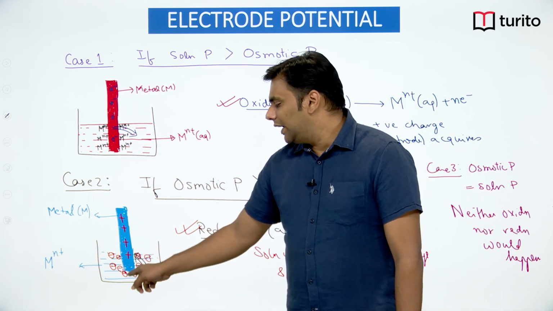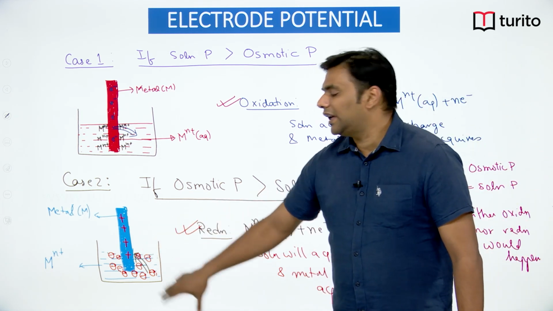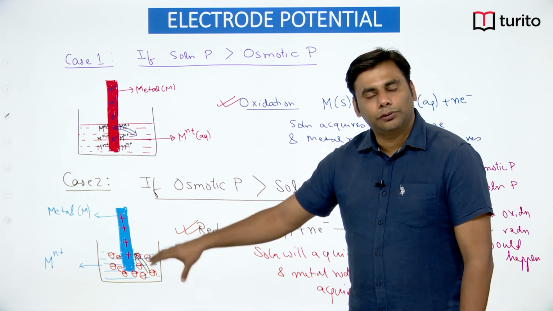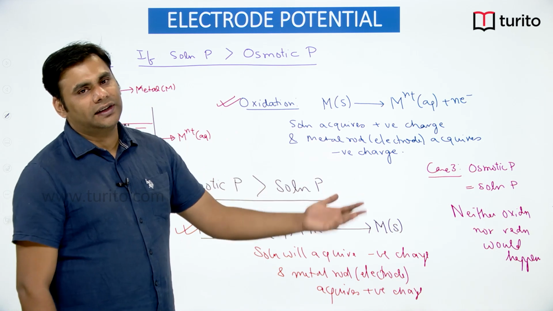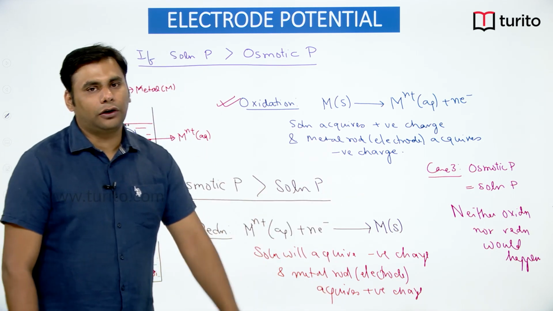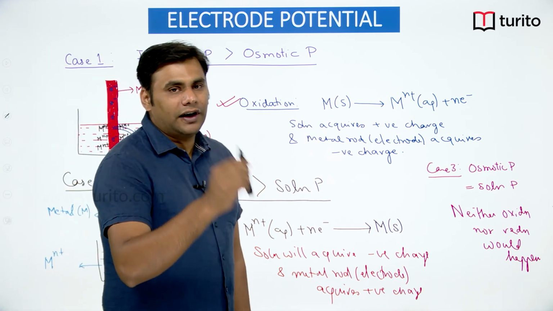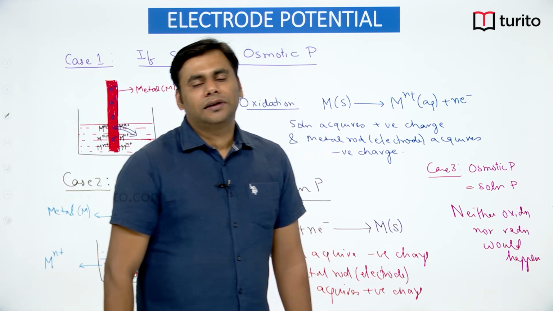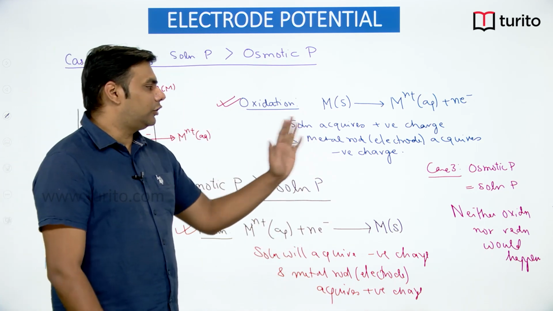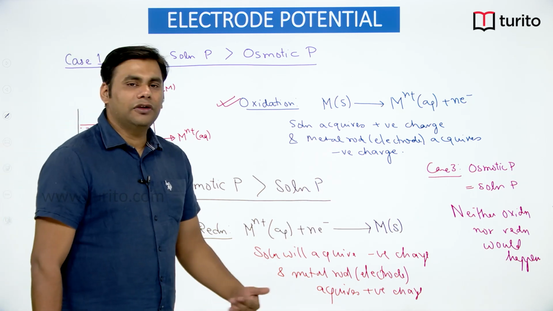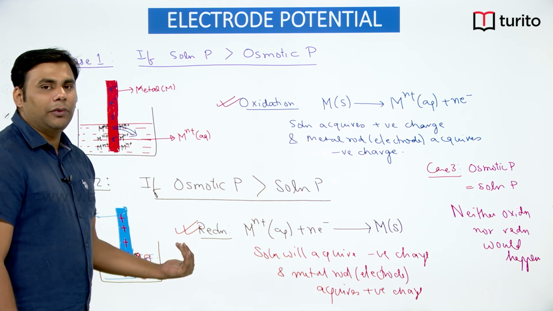So there would be an electrical double layer set up near the electrode, due to which we will say that a potential has been set up. Now, due to the setup of this potential, there would be a potential difference which is known as electrode potential. So electrode potential is basically the potential developed when a metal is dipped in its solution containing the metal ion. If both osmotic pressure and solution pressure are the same, we will say that there is an equal tendency of the metal to get oxidized and the metal ion to get reduced.